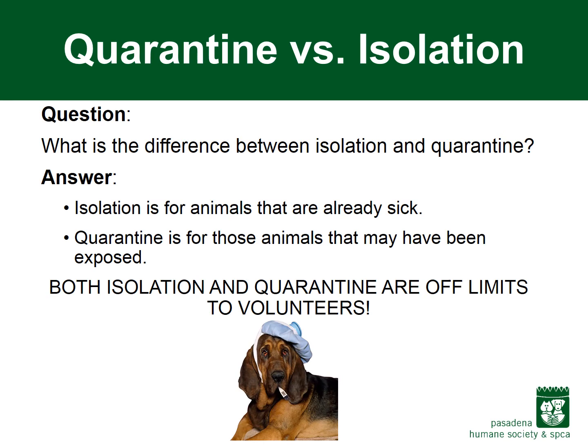Quarantine versus isolation. What is the difference between isolation and quarantine? Isolation is for animals that are already sick, and quarantine is for those animals that may have been exposed. And both of those areas are off limits to volunteers.